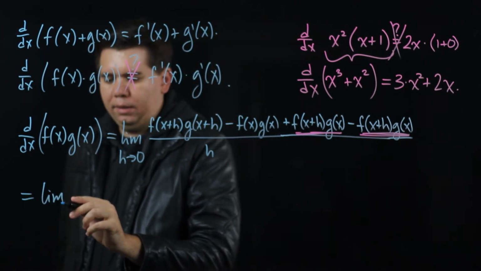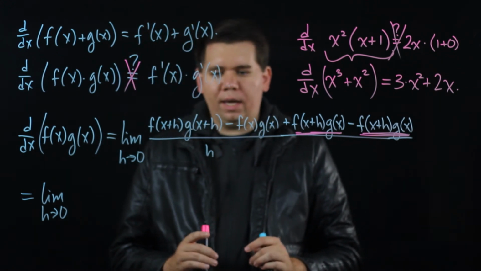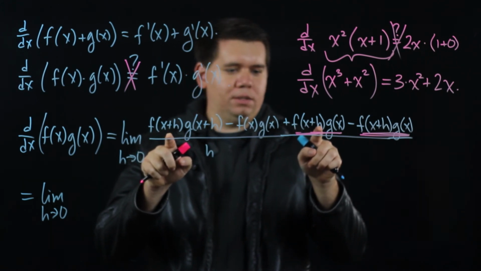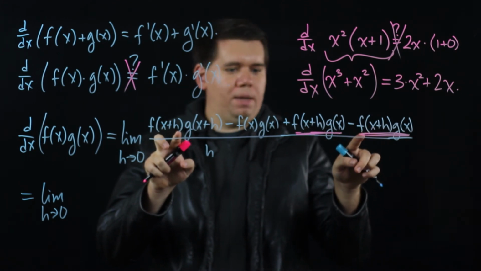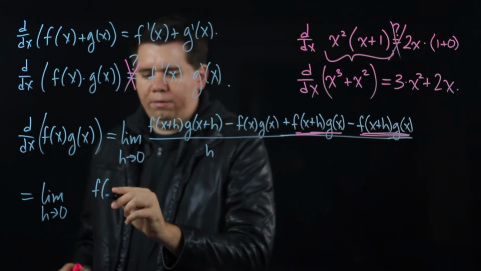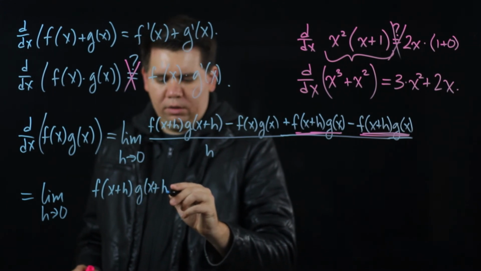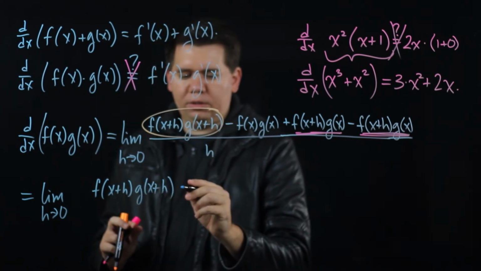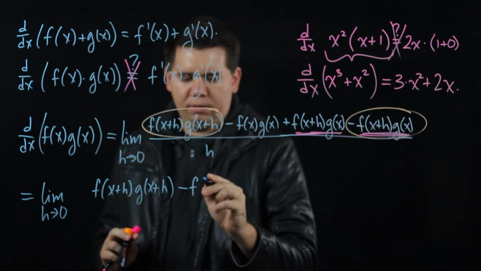That gives me the limit as h goes to 0 of, I look at this and I say, okay, well, these both have an f of x plus h. So let's put those two terms close. Oh, this one does too. So let's do this. Let's take the first term, the f of x plus h times that g of x plus h. And then I'm just going to stick right next to it the last term, this minus f of x plus h times g of x.